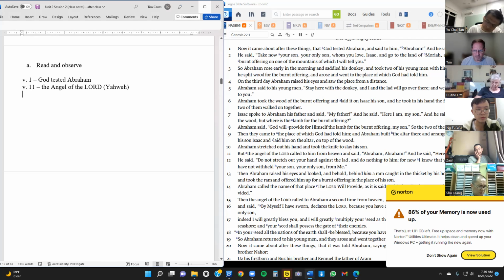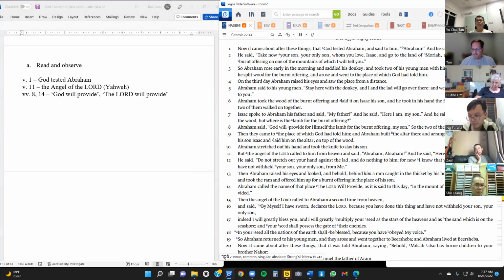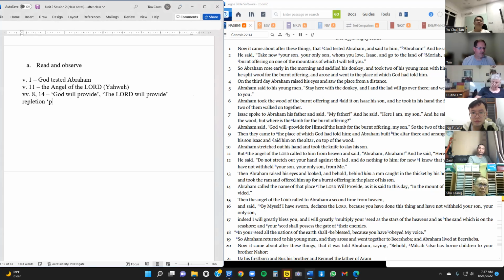You were mentioning something about verses 8 and 14. What was that? Verse 8 is talking about God will provide for himself the lamb for the burnt offering. I mean, God will provide himself. And also verse 14, Abraham named the place as the Lord will provide. Yes, good. And then he even repeats, it will be provided. So we see a repetition there as well, don't we? Repetition of the word provide. All right, good.